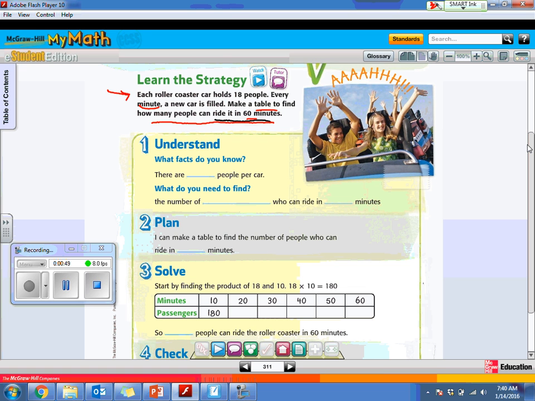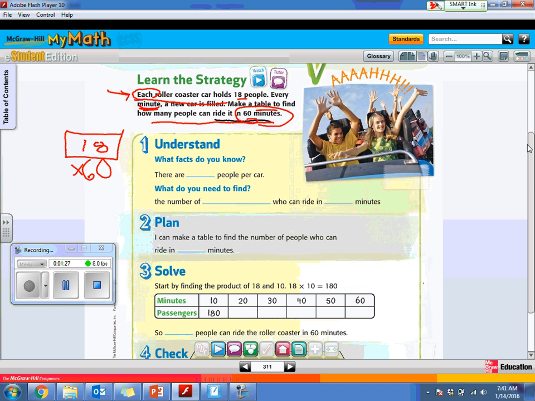So let's go ahead and look at the information. Here's our roller coaster car. Each roller coaster car, and I'll notice they say the word each right there, holds 18 people. So there's 18 people on one car. And then it says every minute a new car is filled. So we have to think to ourselves, 60 minutes, and every minute it's going to be filled. How many is it going to be in 60 minutes? We're going to think to ourselves 18 times 60. That's going to be our question right there.